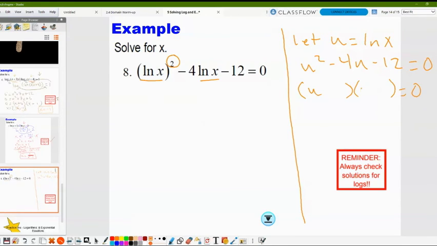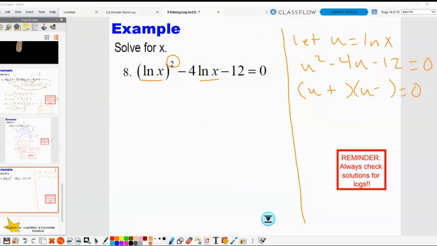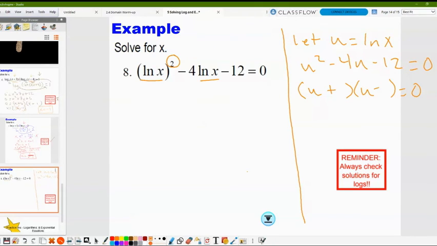U squared breaks down to u and u. If it's going to multiply to make negative 12, one has to be positive and one has to be negative. When the signs are different, I want factors of 12 with a difference of 4. So that'll be 6 and 2. Because I want the middle term to be negative, I'll make the bigger number negative. So that'll be 6 and 2, and there are my factors.